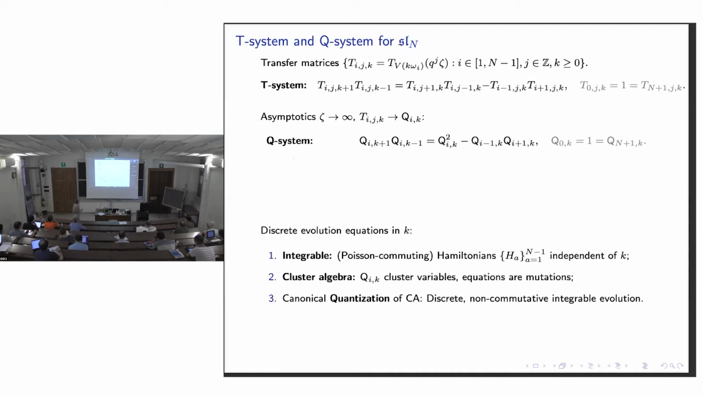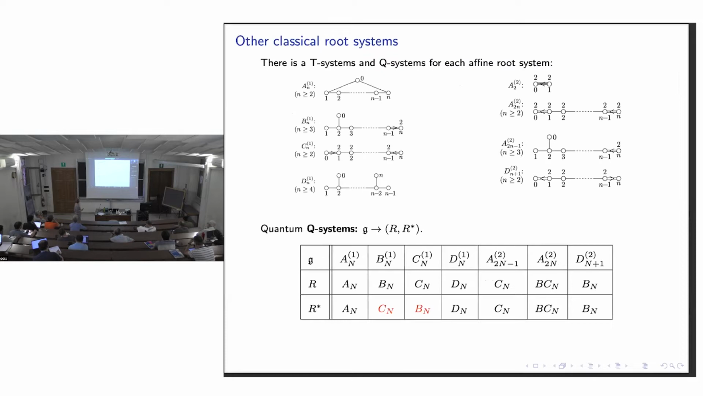Okay, and here's the statement again. These are all discrete evolution equations in time k. They're all integrable. They have Poisson commuting Hamiltonians, n minus 1 of them, which are independent of the k, the time variable. They're all cluster algebras, as I said. And therefore, they have a canonical quantization. And so this equation has a canonical quantum version. So the q variables become non-commuting. Okay, so you know where this is going.